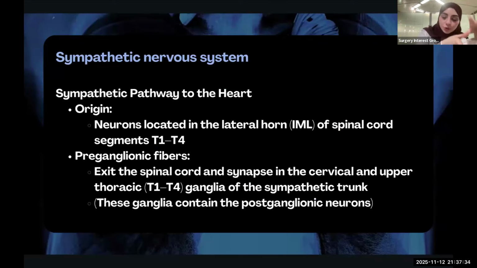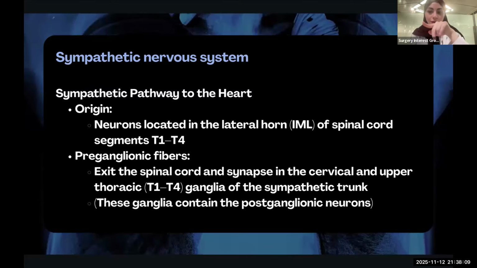So again, the neurons are going to be originating at the lateral horn, specifically for the cardiac fibers. They're going to be at the level of T1 to T4, out of the T1 to L2. So T1 to T4 is going to be specific for the heart. At that level, I'm going to have the cell bodies for the heart. Then I'm going to have the preganglionic fibers, or the presynaptic fibers, and they're going to exit the spinal cord by the ventral root. So they're going to run with the efferent somatic fibers.